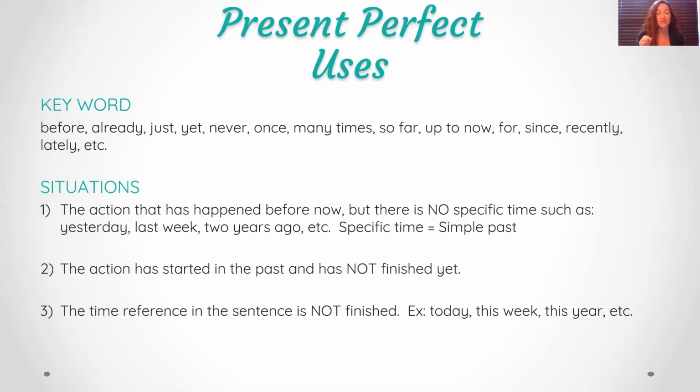If we have a specific time, we will use the simple past. So when we use the simple past, we put the emphasis on the time, on the moment that the action happened. Good. Last weekend, I went to the zoo, or I watched a movie. Last week, I visited my parents. So you put more emphasis on the time. But with the present perfect, the time is not important in the conversation.